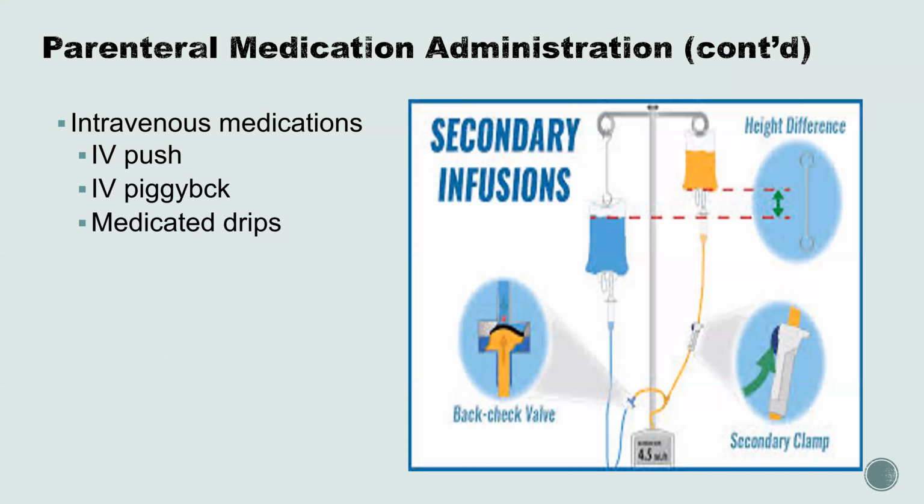When you're hanging something piggyback, it's basically piggybacking off the primary infusion, right? The important thing to know about an IV piggyback is that it has to be hanging higher than your primary infusion. Otherwise, it will not run. So put your IV piggyback bag up on the top, and then you just hang your primary solution lower than that, and it will run through.